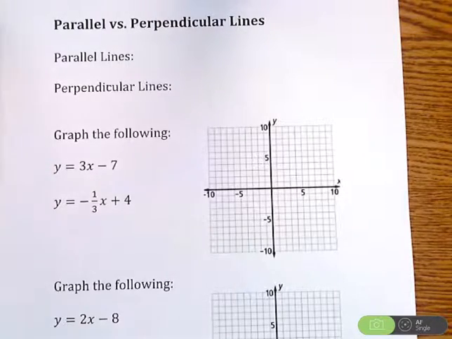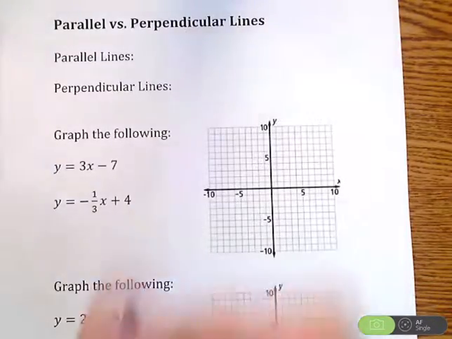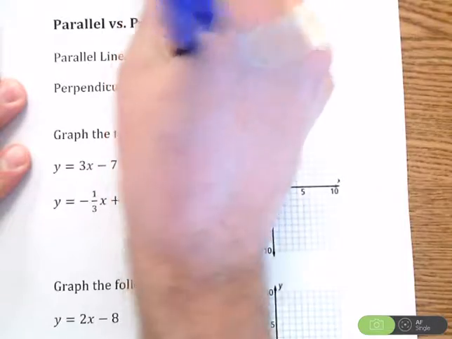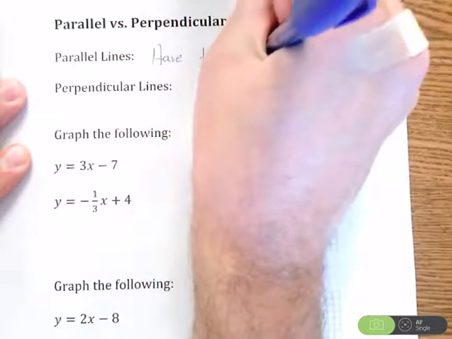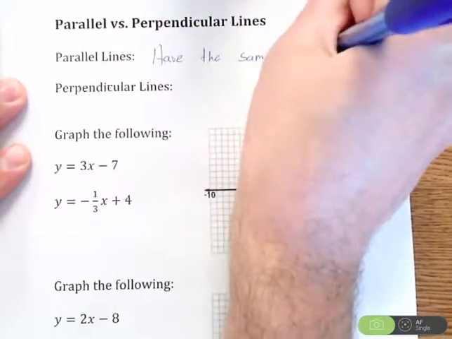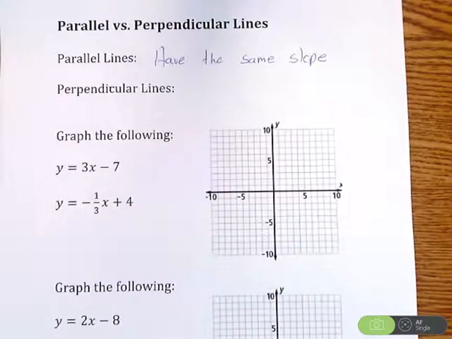Hey everybody, let's talk about parallel and perpendicular lines. I'm not going to go too crazy in detail, just a very basic understanding of what's important about parallel and perpendicular lines, what they look like. The important thing to know about parallel lines is they are going to have the same slope. So we know if two lines are parallel, they are going to have the exact same slope.